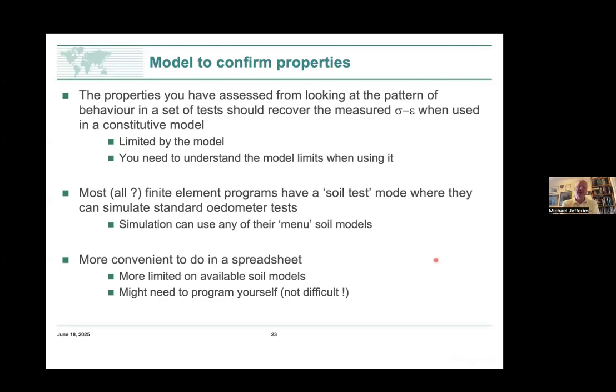To some extent, this process depends on the detail the model you choose provides. If you choose non-associated Mohr-Coulomb, which is one of our standard models, it won't show curve behavior. Its stress strain curve is 2 straight lines. So the detail you'll get depends on which model you choose, but of course you have to face that choice as a design engineer anyway. What model are you going to adopt for your design? Most, and I put question mark, all finite element programs have what's called a soil test mode, where they can simulate standard odometer tests or standard triaxial tests.